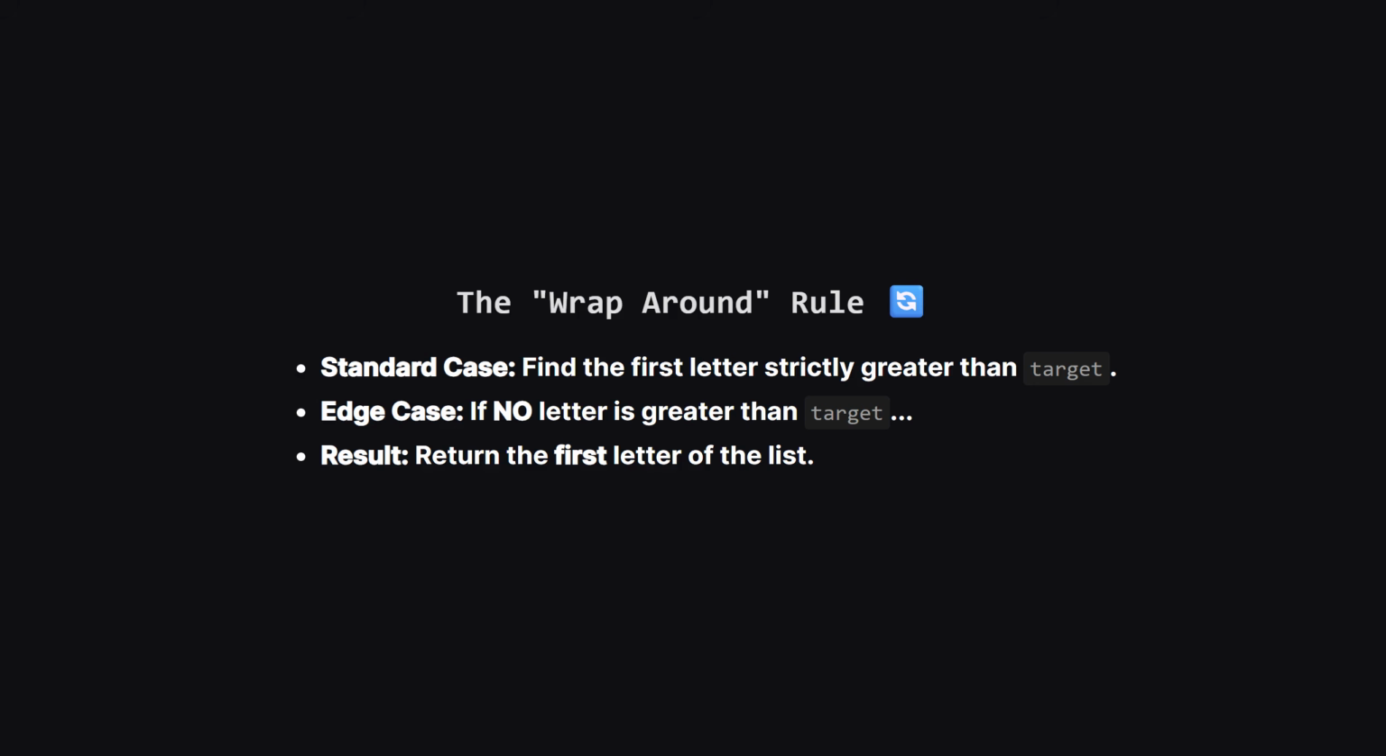What happens if our target is Z, or if every letter in our list is smaller than or equal to our target? The problem states that if such a character does not exist, we should return the very first character in the list. Think of it like the alphabet is circular. After Z, we wrap back around to the beginning.